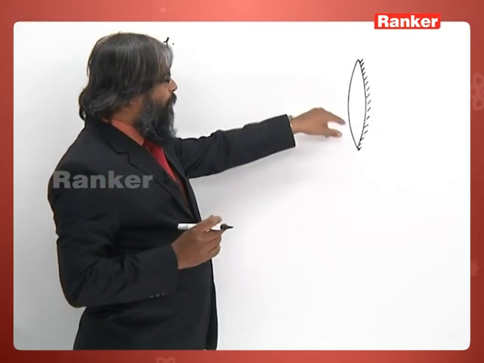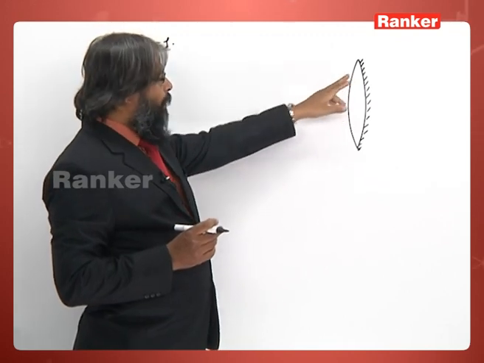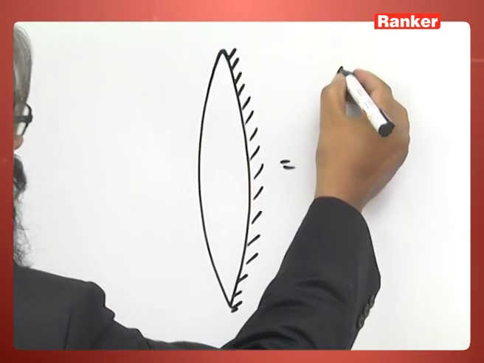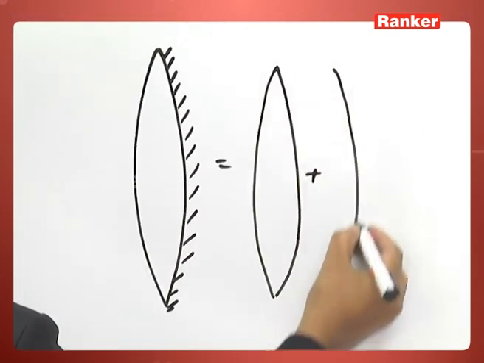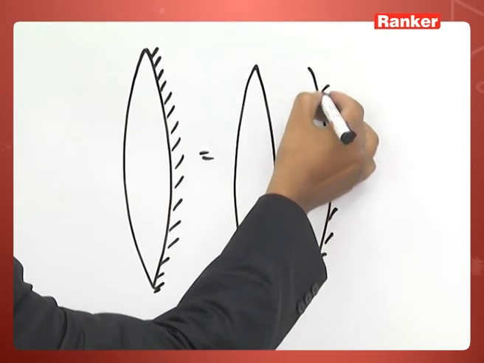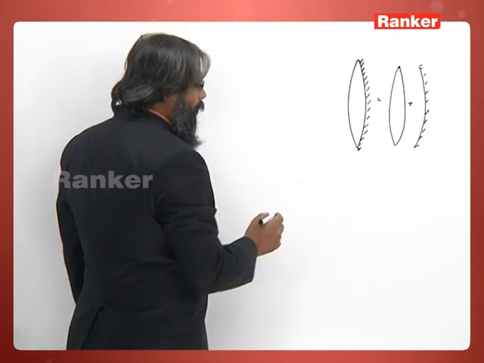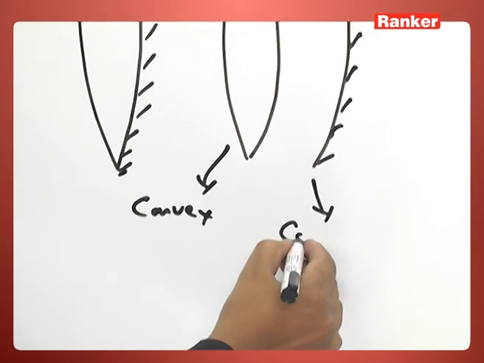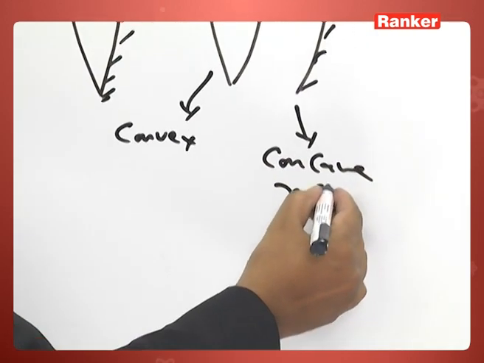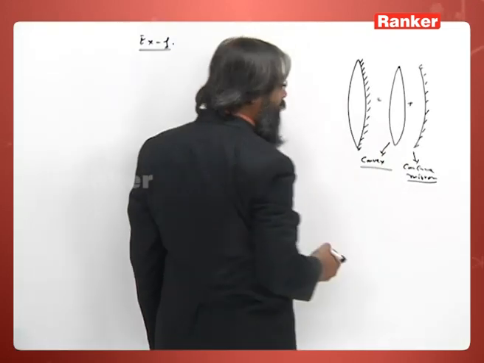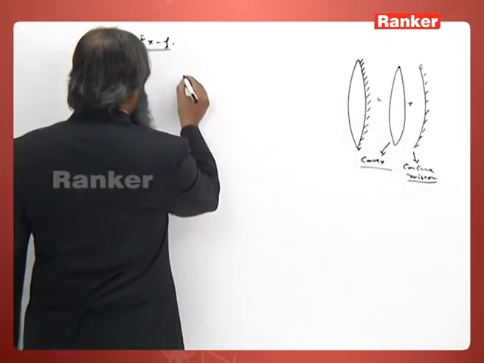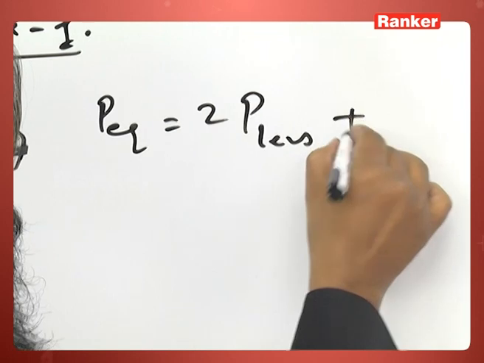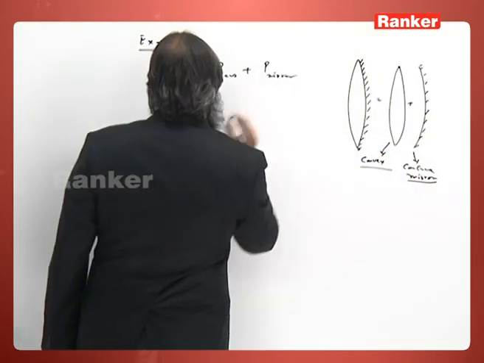Now, let us take the example of this lens plus this mirror. So, this is a convex lens, and this is a concave mirror. This is convex lens, concave mirror. So, my formula is P equivalent is 2 times P of lens plus P of mirror.